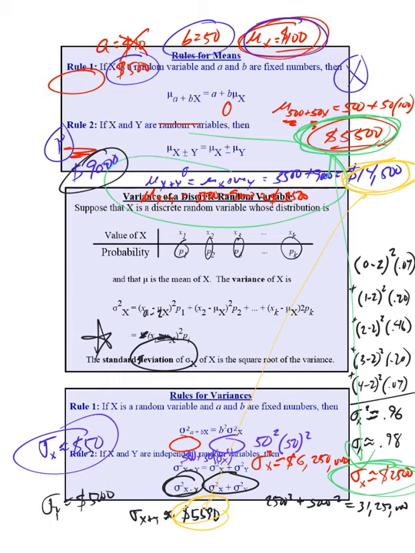The last thing to note here is that you may end up with some combination of all of these rules together. The means are going to be pretty straightforward, and the standard deviations you do need to square and work with the variances.